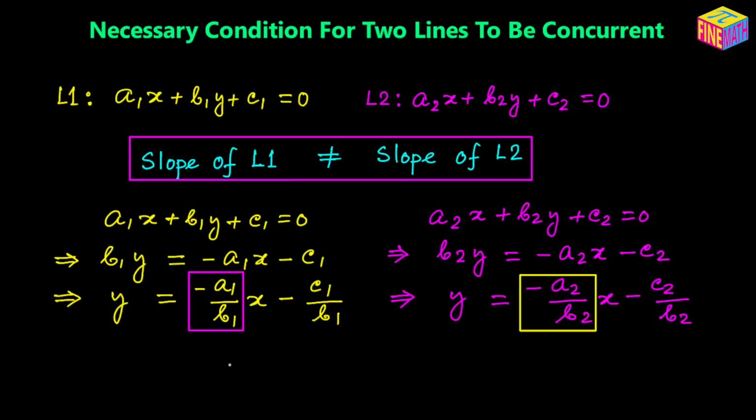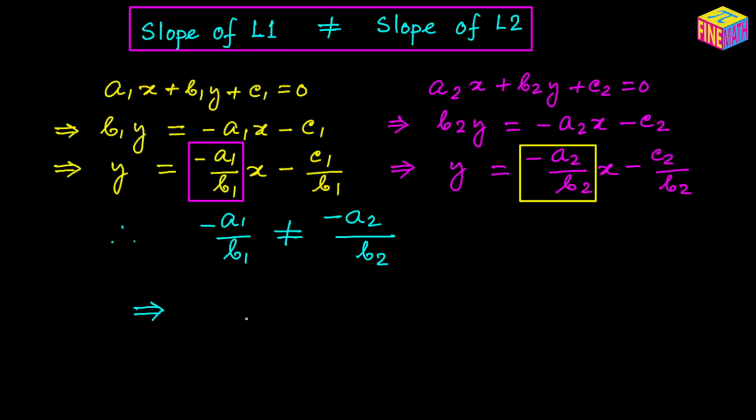So now what I'm going to do, I'm going to say, well, then negative a sub 1 over b sub 1, which is the slope of the first line, is not equal to the slope of the second line, which is negative a sub 2 over b sub 2. And from here, can we write it like this? Let's do the cross multiplication here.